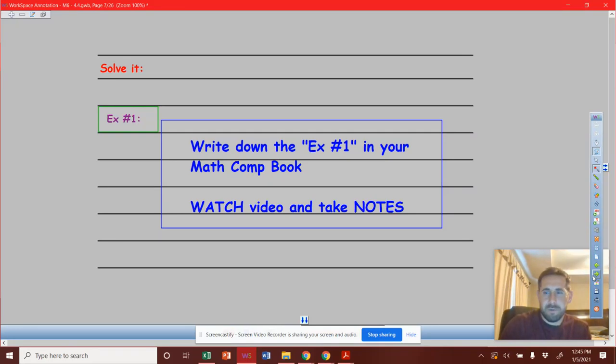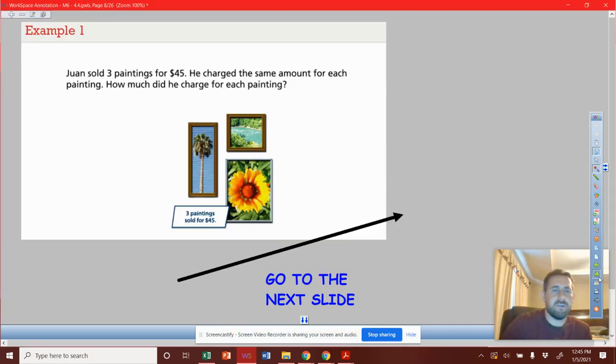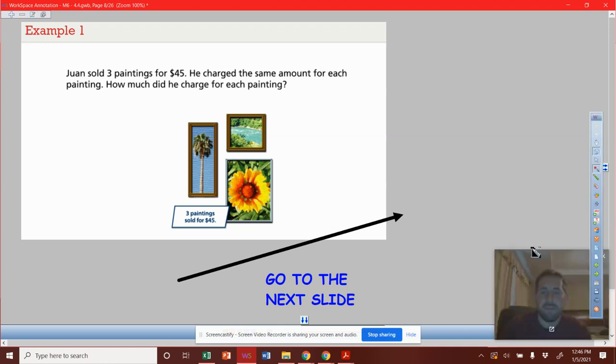Let's take a look at example number 1. So it's got multiple parts to it, if I recall, but Juan sold 3 paintings for $45. He charged the same amount for each painting. How much did he charge for each painting? Again, I think this is something mentally that some of us can do in our heads, but that's not what this unit's about. So let's jump in.